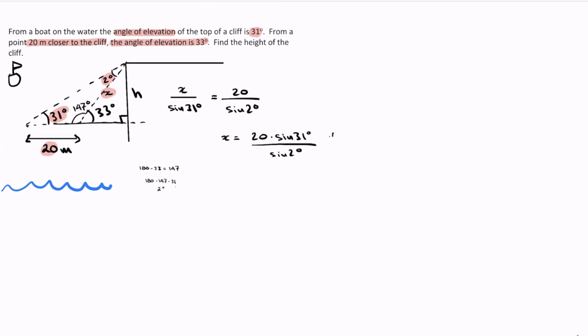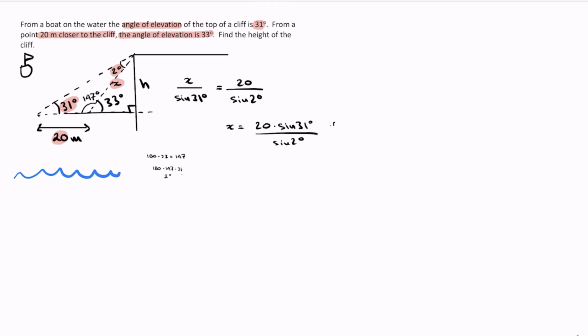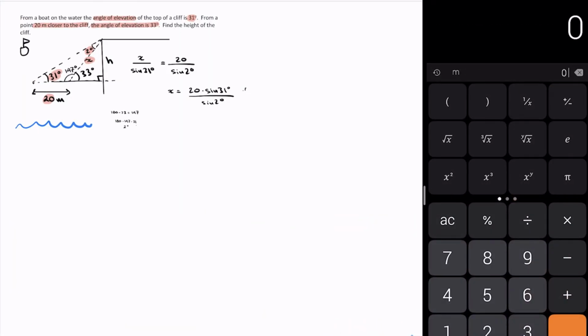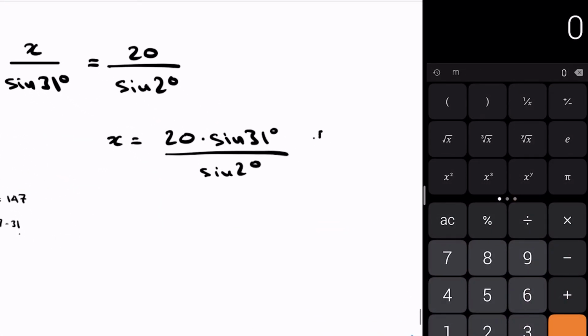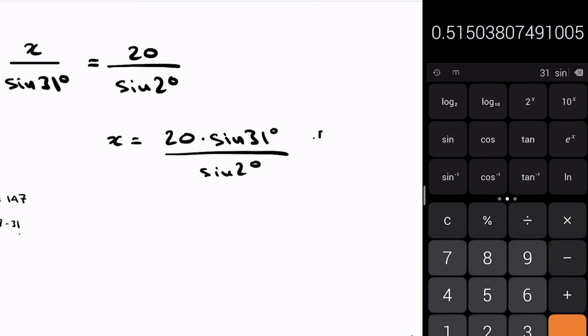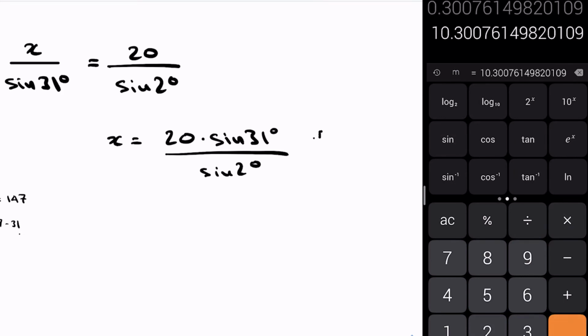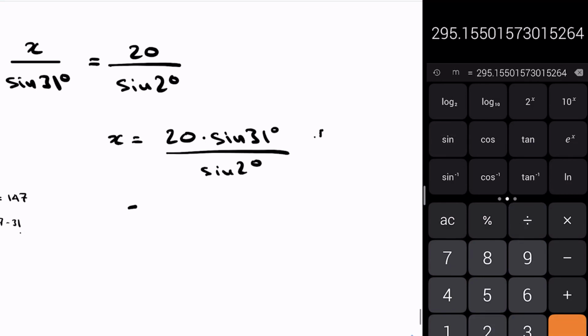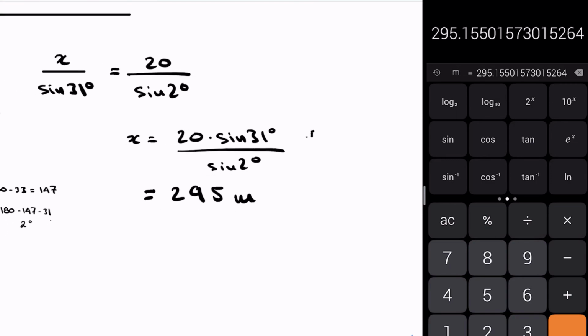And we're going to need a calculator to figure this one out. So let's pull that up. I'm going to clear that, and let's zoom back in here. So I'm going to go 31 sine times 20 equals that, divided by 2 sine. 295.1, well, I'll just leave it at 295 meters.